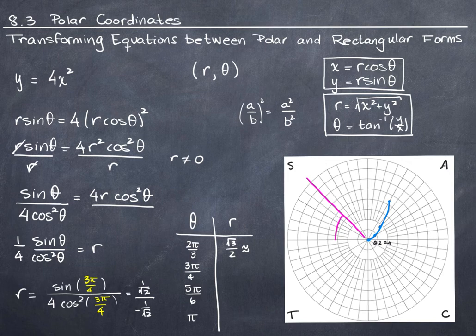So I have 1 over the square root of 2. Where am I going to put this? 1 over the square root of 2 divided by 2, which works out to be 1 over 2 root 2. So that's my output value for 3 pi over 4, 1 over 2 root 2. And I'll go get a decimal approximation for that in a minute.